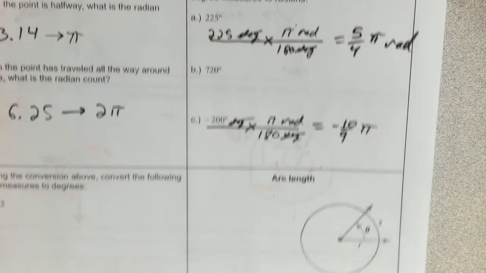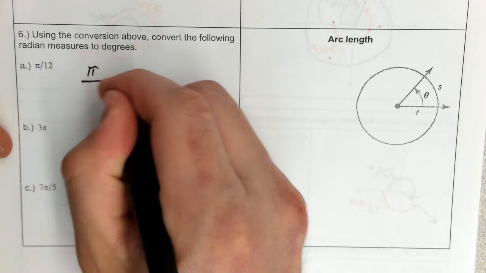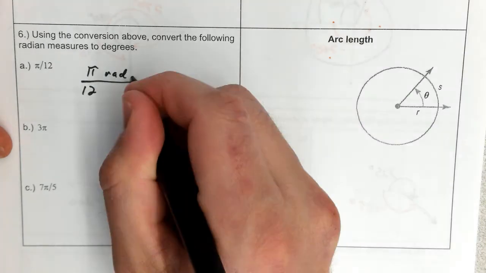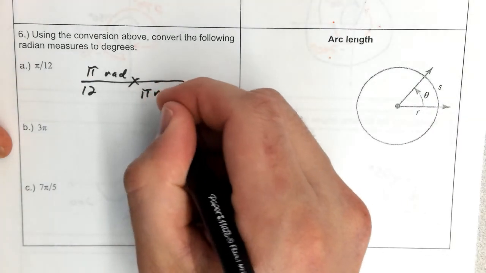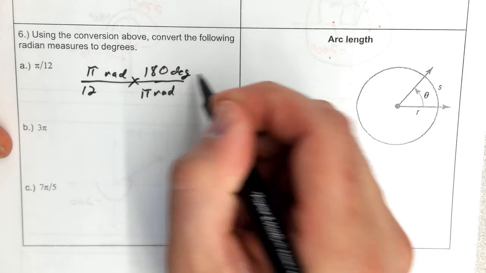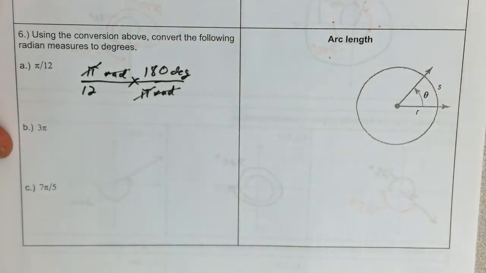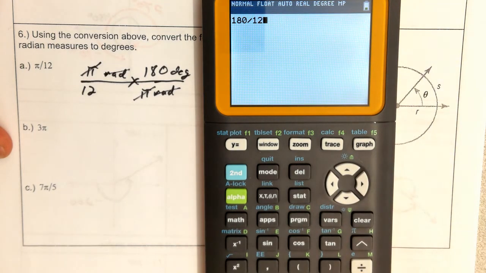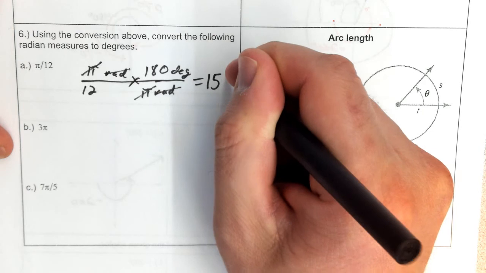We can go the other way as well. So here I have pi over 12 radians. I'm going to write pi over 12 radians times, and now I want radians in the bottom because I'm trying to cancel out radians and I want to end up at degrees. So pi radians is equal to 180 degrees. Radians cancel out. Pi over pi cancels out as well. So you end up with 180 divided by 12, so 15. This ends up being 15 degrees.